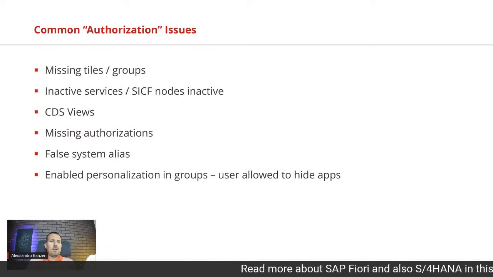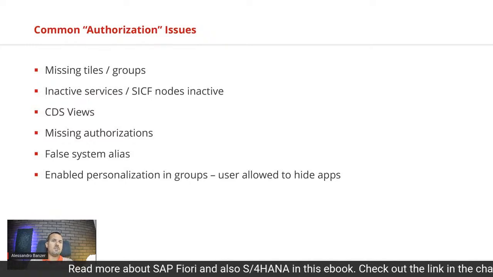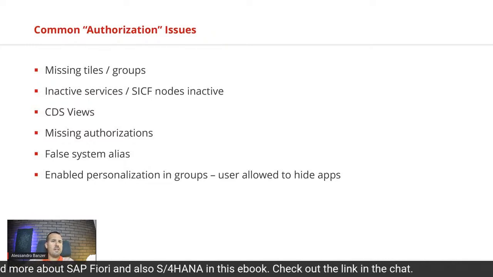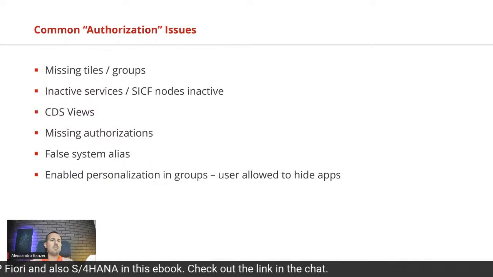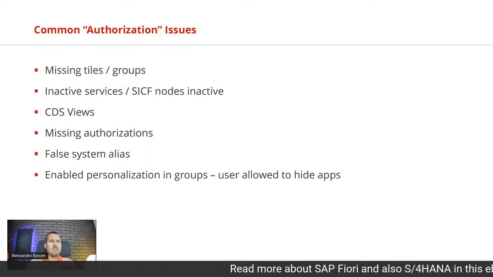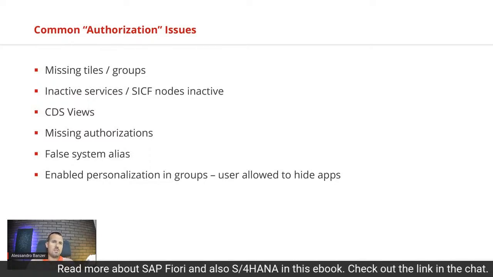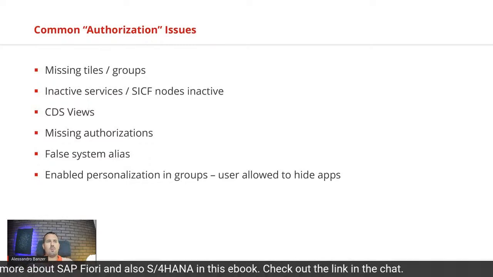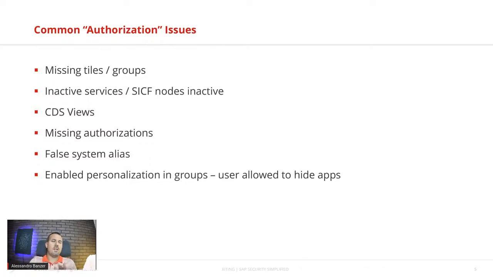But then also configuration-related situations, like if the system alias is wrongly maintained, and there are a lot of things that can happen that cause something that looks like an authorization issue, where the user just cannot run a Fiori application, for example. So let's look into these. Let's see how we can go about them, how we can understand what's authorizations, what's maybe more configuration, what's more service-related, so that we have a better understanding.